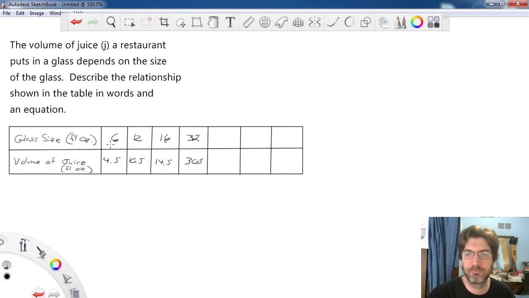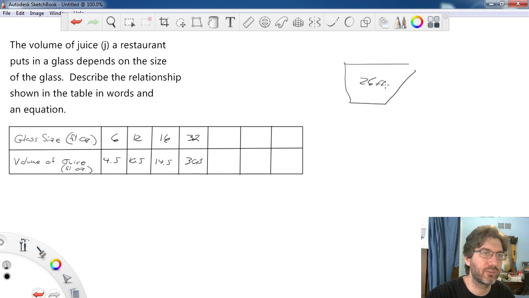You can't have a glass and be like, hey, this glass here holds 26 fluid ounces and decide, hey, I'm going to put 32 fluid ounces in there. That doesn't make sense. You're going to determine how much you can put in that glass based on the volume of that glass.